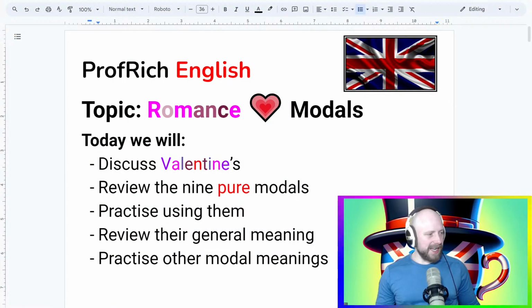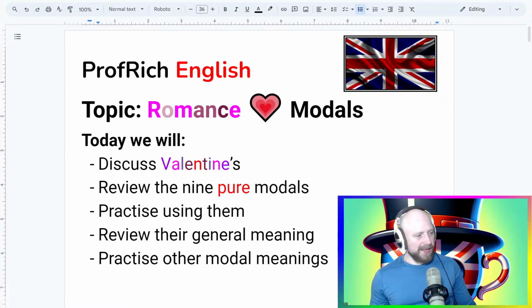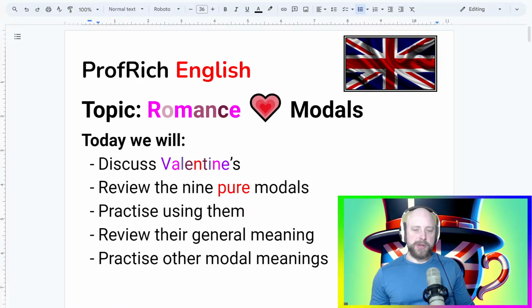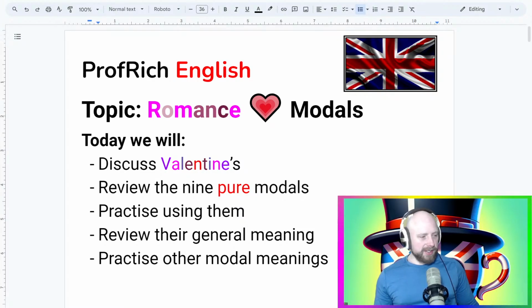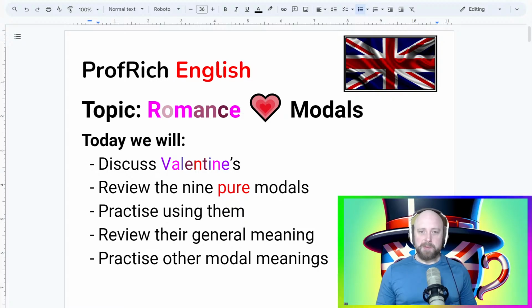Here is the plan for today. We will be talking about romance. We will be discussing Valentine's Day. We will review the 9 pure modals. There are pure modals and semi-modals. Today we'll look at just the pure modals. We'll practice using them in the context of Valentine's Day. We will review the general meaning and then we'll practice other modal meanings. All right, so that is the plan for today.